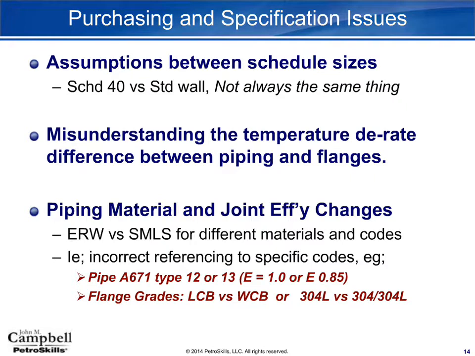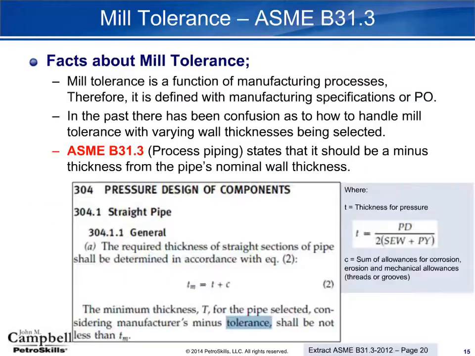All right, so here we are. We're going to have a few minutes talking about mill tolerance, which is always a favorite subject. And mill tolerance is a fabrication tolerance on pipe. How much mill tolerance is not specified within B31.3. That's going to be something that comes from who's manufacturing it.